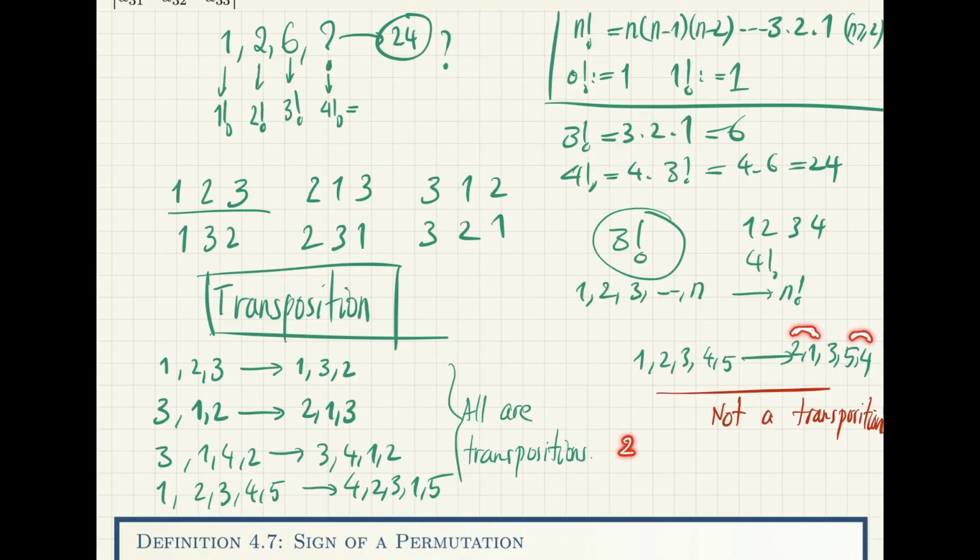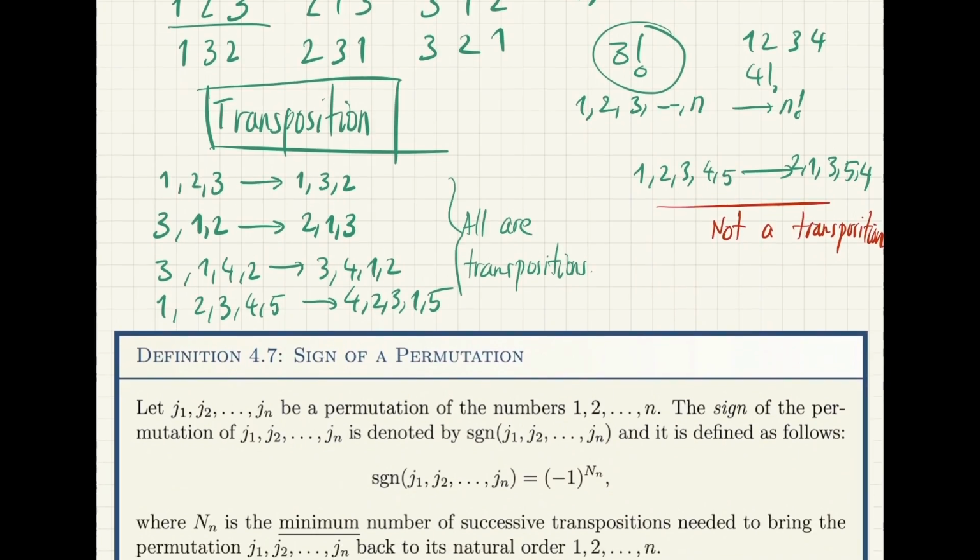So you see 2, 1, 3, 4, 5 goes to 1, 2, 3, it was 2, 1, 3, 5, 4. It goes to 1, 2, 3, 5, 4. One transposition. Another transposition applies on 5 and 4. It gives me this one. So you see, I was able to go from here to its natural order by applying two successive transpositions. Okay? This motivates the following definition.